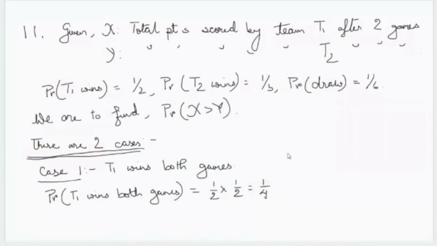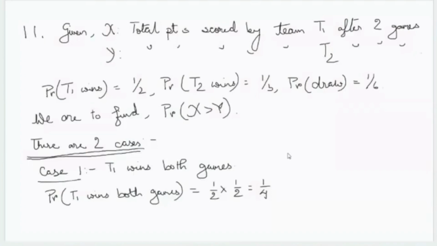Now, I have written down what X and Y are and the given information. There's only one way in which X can get more points than Y. That is, either T1 wins both games, so X ends up with 6 points and Y ends up with 0, or T1 wins one game and draws another, so X ends up with 4 points and Y ends up with 1. In any other way, say two draws, or one draw and one loss for T1, or both losses for T1, X will end up being less than Y.